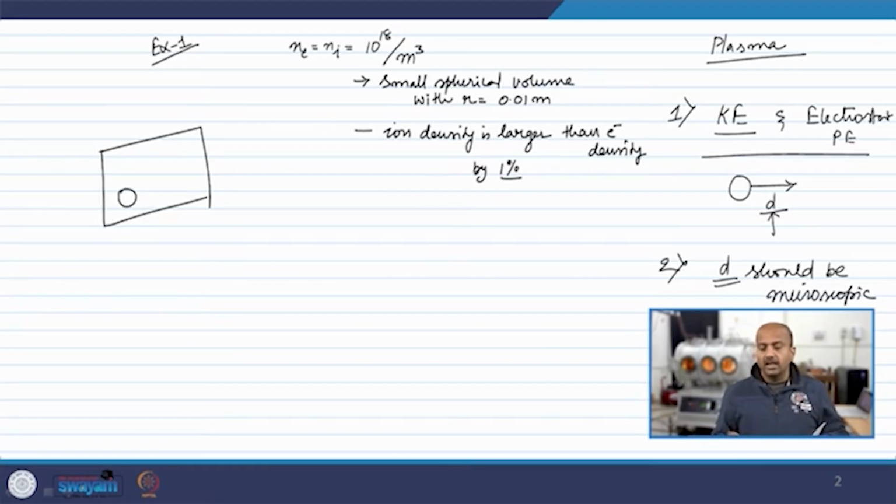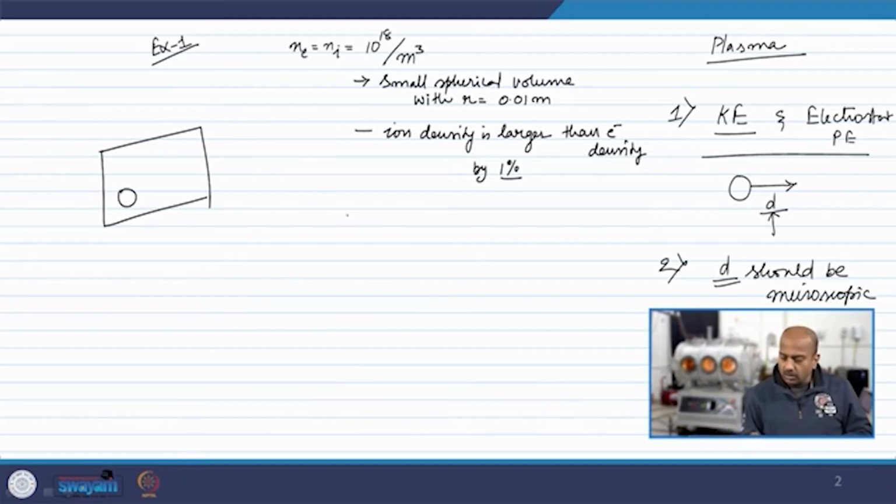That means, if there are 100 electrons in that region, the number of ions would be just 1 more, in terms of percentages, right. So, now you have to think about the total number of electrons, and then we have to find out how much electric field will be produced by this charge separation, right. So, obviously, there are fewer electrons in comparison to the ions, right.